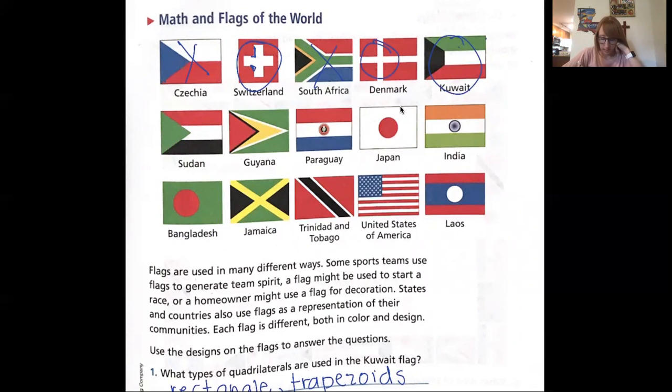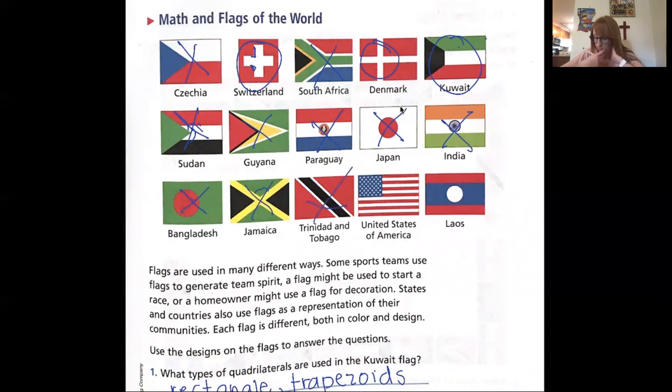Sudan, let's see, no right angles. We've got some acute angles, maybe a reflex angle here. So that one's out. Guyana, again, no right angles. Paraguay, no right angles. Japan, no right angles. India, no right angles. So we can kind of start flying through. Bangladesh. Jamaica's kind of tricky, but these are not right angles. Those are obtuse angles. So that one's out.